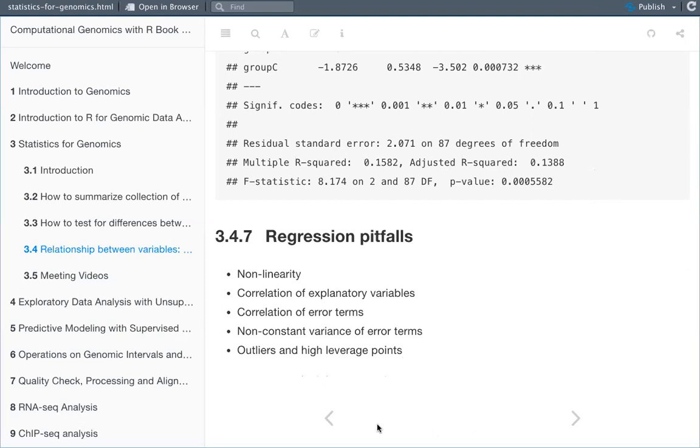Then it mentioned things to take into consideration when you do regression: cases of non-linearity, the correlation of the explanatory variables, as well as the correlation of the error terms, the variance, which can be not constant, and the outliers. So these are things to go back to and keep in mind when you do it.